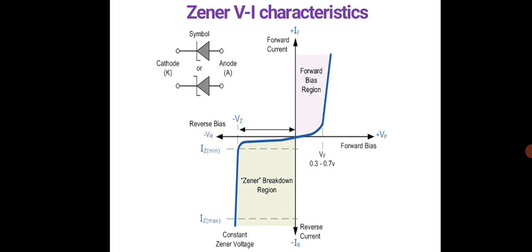You could see a minimum current and a maximum current, which is a reverse current, whereas in the forward bias region, which is very normal operation, that is your PN junction diode. So the forward voltage is given by 0.3 to 0.7 volt, whereas this Zener voltage depends upon the breakdown voltages, the Zener voltages.